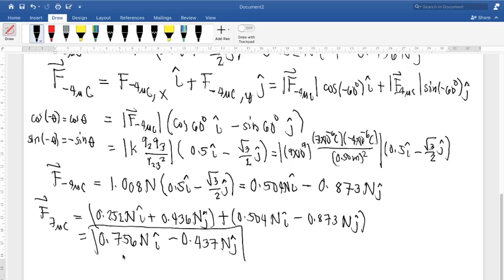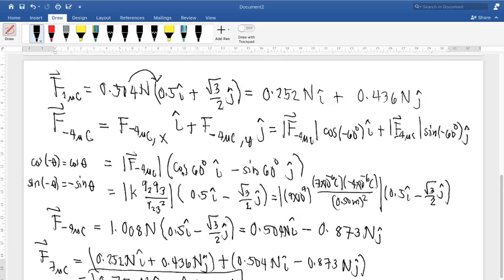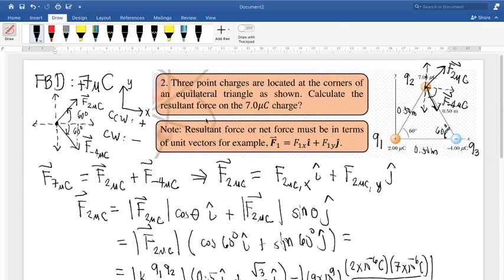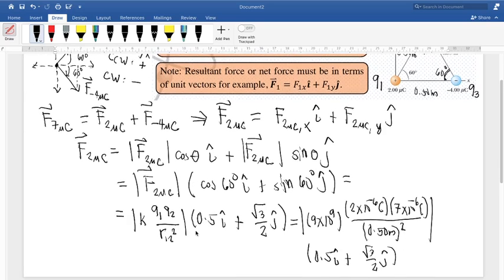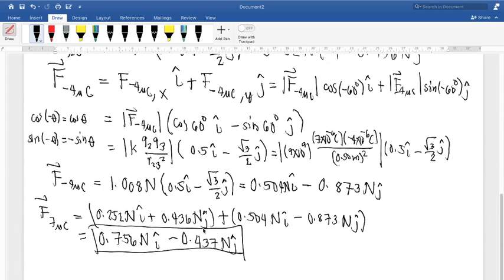So mao ni ang force on the 7 microcoulomb. Since niingon naman siya nga calculate the resultant force, meaning ato siyang express, atong answer must be expressed in unit vectors. But if maingon siya find the magnitude and direction, that's the time that you get the inverse tangent function for the angle, and then also the magnitude, kato ang square root of F1x squared plus F1y squared.